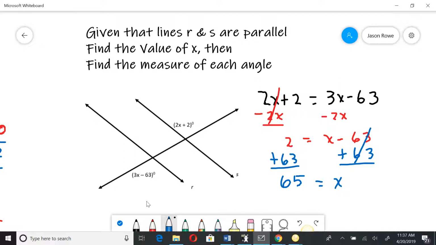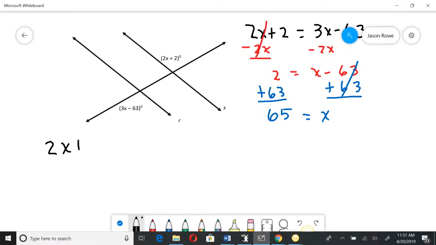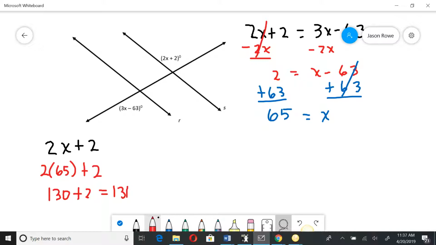So now we need to find each angle measure. Well, since these angles are the same, I really only need to figure out what one angle measure is. And I'm going to show you that since x is 65, that both of these verify. So the first thing I'm going to do is take 2x plus 2, which is the easier one. Now I'm going to replace x with 65. So 2 times 65 plus 2. 2 times 65 is 130. 130 plus 2 is 132. So both of these angles are 132 degrees.